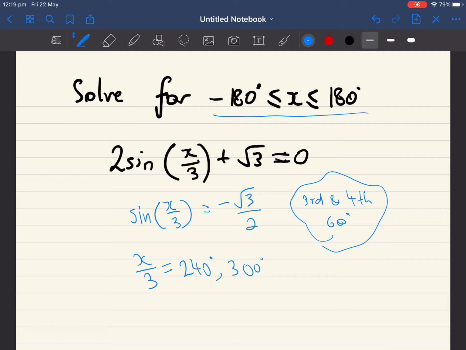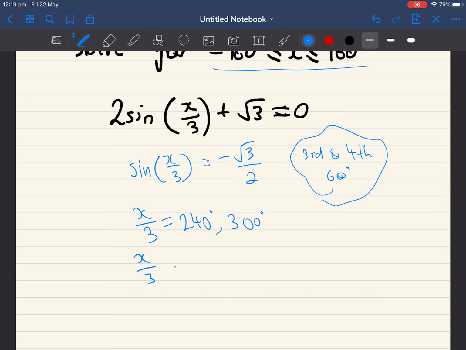So in this case here, I'm going to rewrite 240 degrees. I'm going to go down by 360. So that's going to become minus 120. And I'm going to rewrite that 300 degrees, take away 360 from it. It's going to become minus 60. Now I can go ahead with my final step. Therefore, x is going to be equal to times by 3. This becomes minus 360, and this will become minus 180. And there's no others.